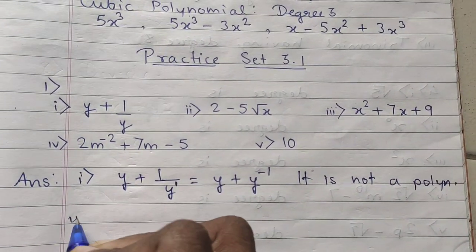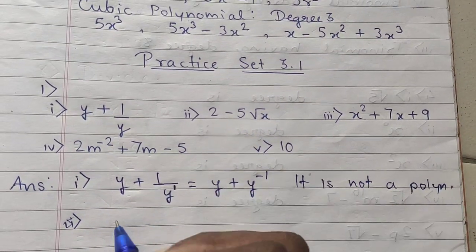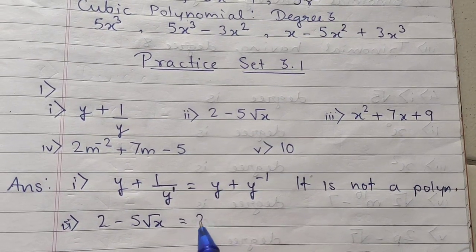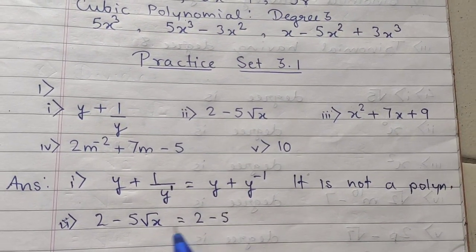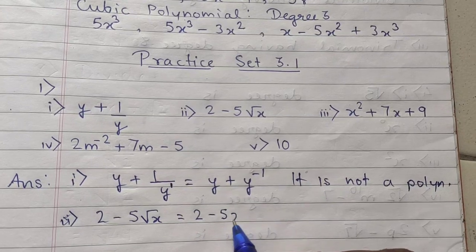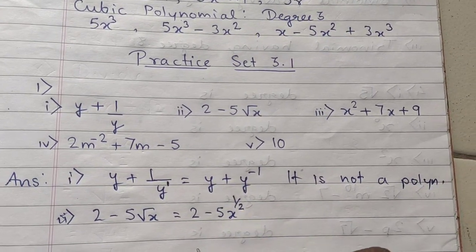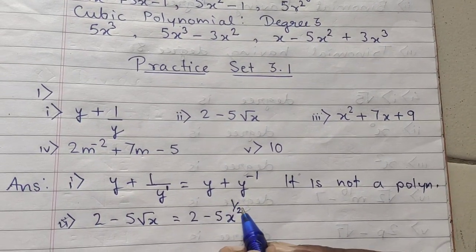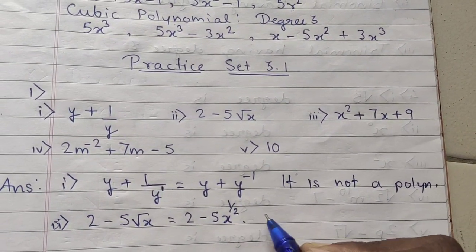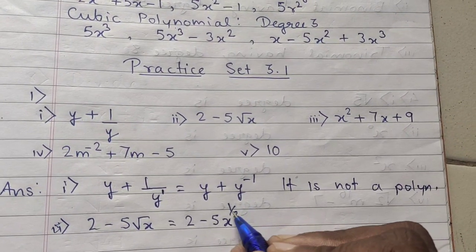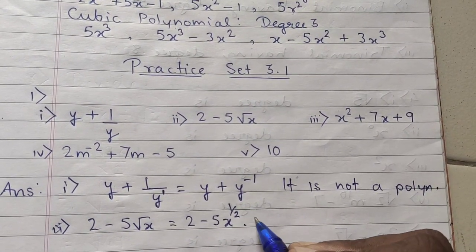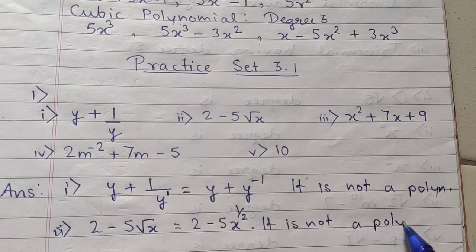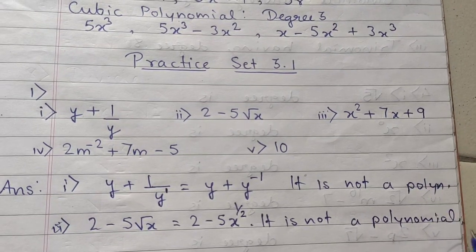Now coming to the second example. The second one is what? 2 minus 5 root x. Now see, this is a square root, and I have told you square root means what? Power is half. Okay, so in this case, your power is a fraction. So again, this is not a polynomial because the power is a rational number, and you should get a positive integer. So again, it is not a polynomial because the power is not an integer.